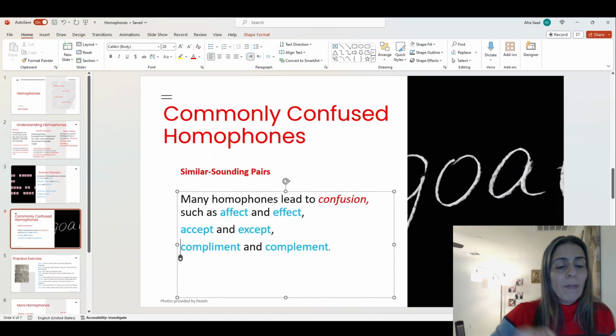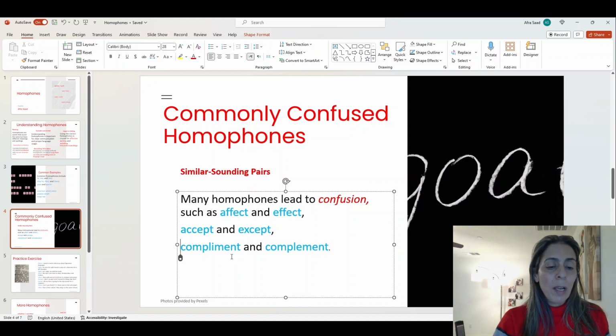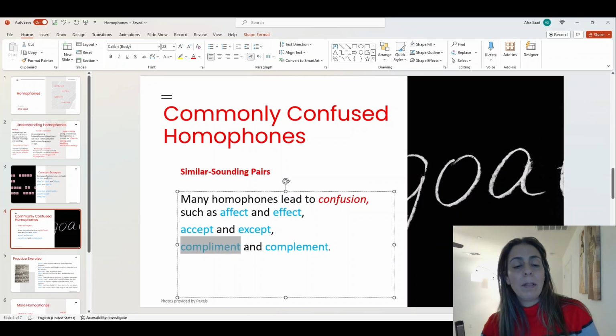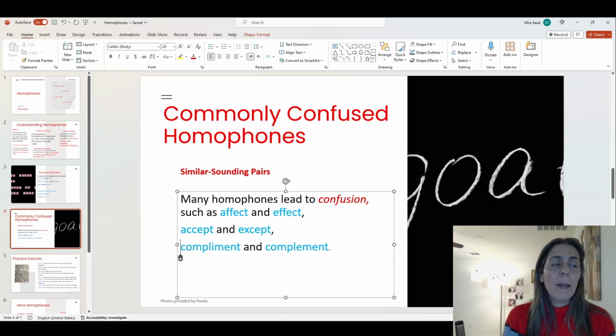Okay. And we have complement and compliment. These are words with one letter difference, which is the I right here and the E right here. But it's really different in meaning. This complement is something that completes something else. So let's say we both complement each other. We complete each other. We become one.